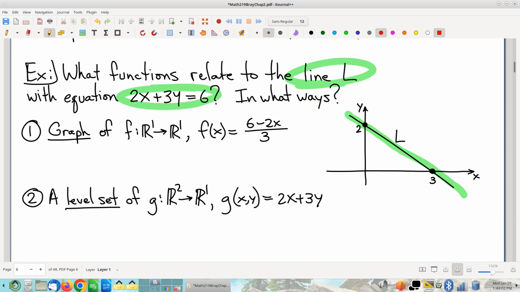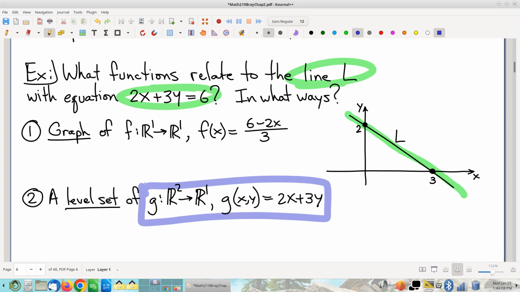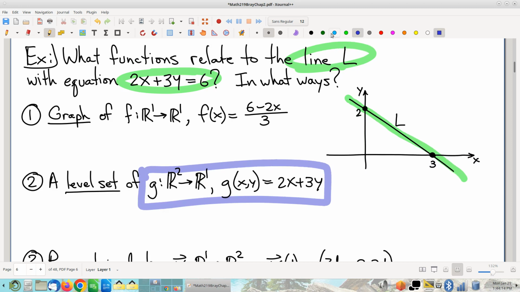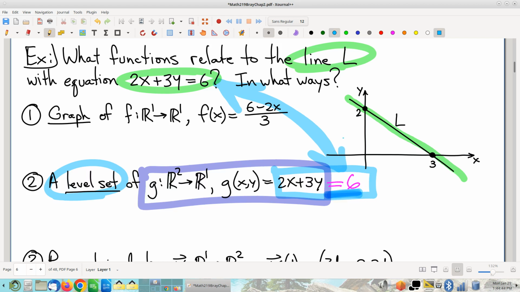Same line, and that is this function right here. I claim that this line is a level set of this function. Now, how do I know that it's a level set of this function? Well, keep in mind what a level set is. A level set is what you get when you set your function equal to a constant. So if I set it equal to 6, right? The act of setting a function equal to a constant makes a level set, and easily confirmed, this is, of course, equivalent to that. In fact, it's identical.